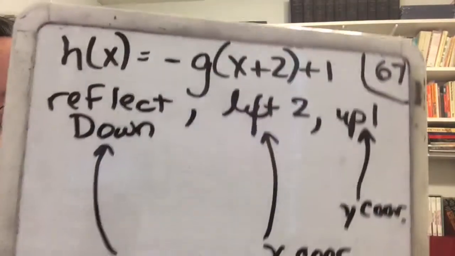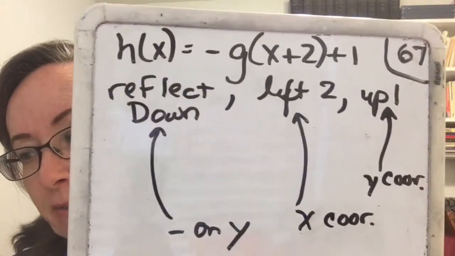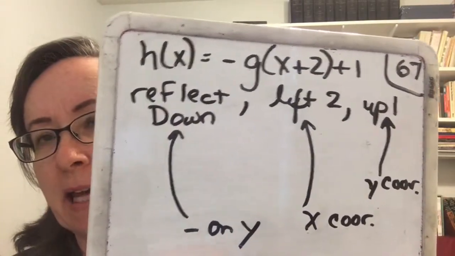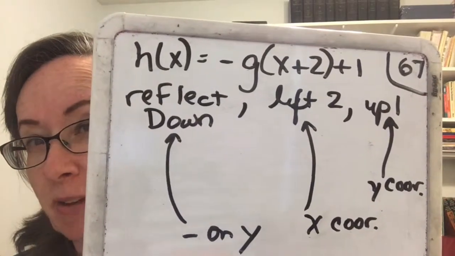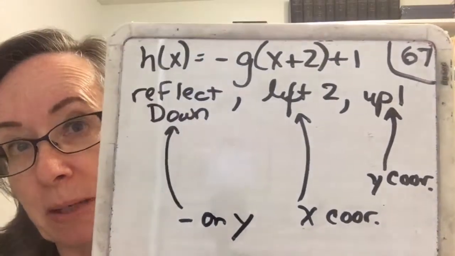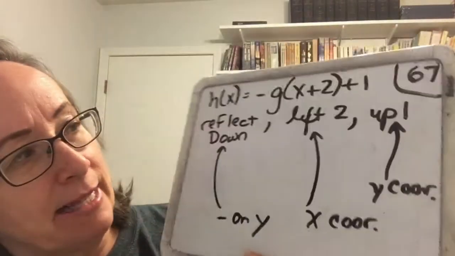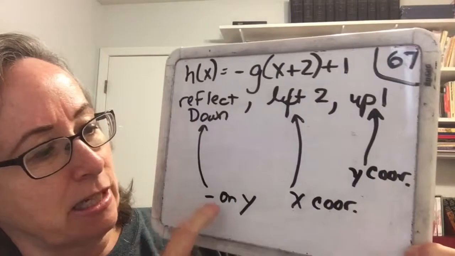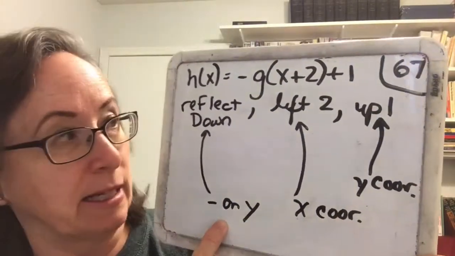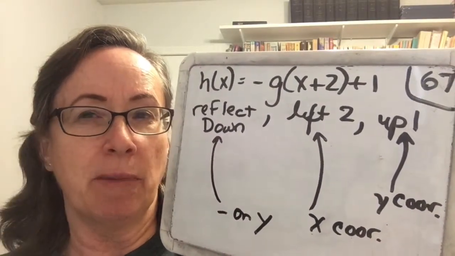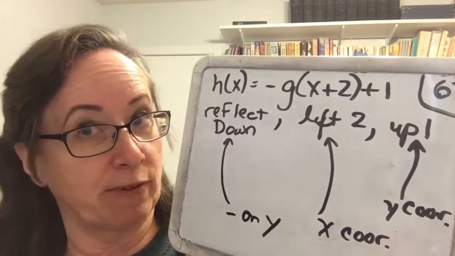And then problem number 67 says that we're supposed to take that graph, and of course I just took the high points and the low points and the points that were distinguished in there, and we're supposed to come up with a new graph. h(x) is negative g(x plus 2), and then outside the function plus 1. So when you look at this, the negative on the front is going to reflect it down across the x-axis. That's going to be a change on the y coordinate. When I reflect across the x-axis, I'm changing my y from a positive to a negative or vice versa.